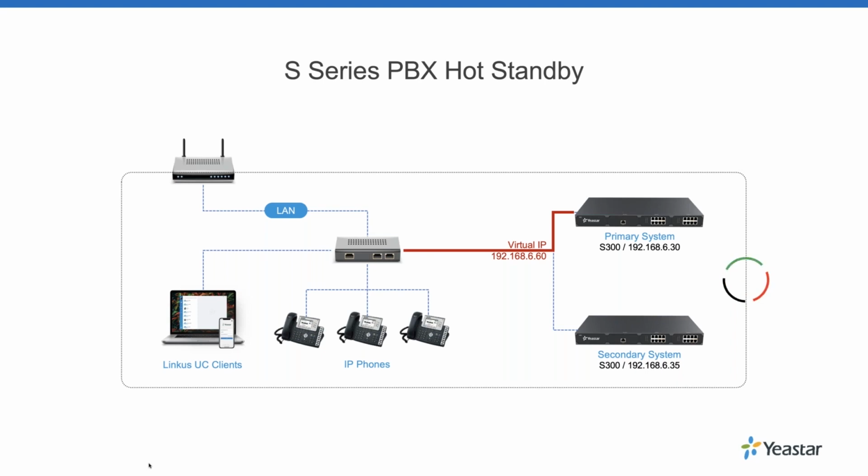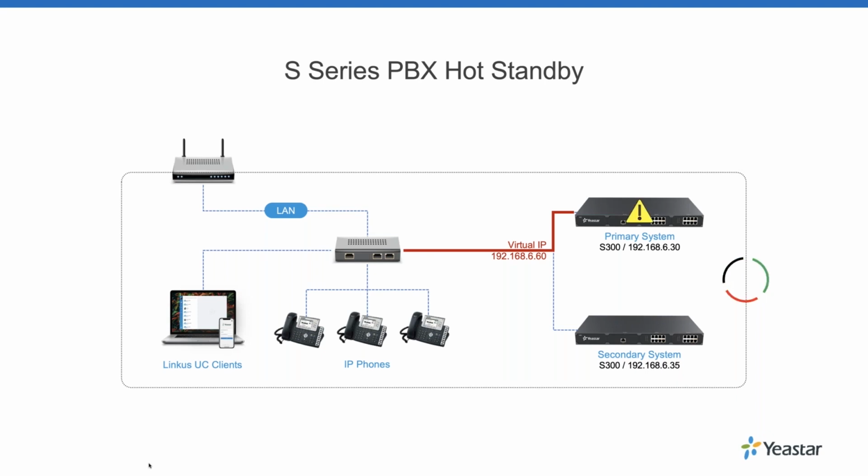And by the way, you guys can see I put an animation here. The circle is just spinning and spinning. I'm just trying to tell you guys this is the data synchronization. So normally the primary system takes over everything, and the data will be synchronized from the primary system to the secondary system automatically because they're deployed in the same local network.